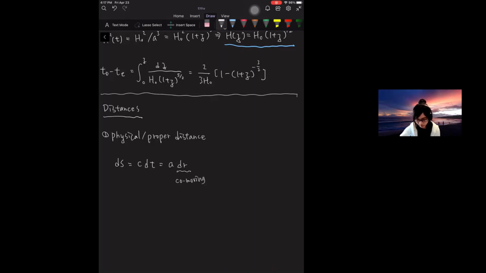Co-moving distance. By saying co-moving distance, it means that the coordinate grid is growing with the cosmic expansion. So the grid is growing larger and larger with the expansion. Yeah, this should be pretty straightforward. Next, I'm going to introduce two more commonly used distances in cosmology. One of them is the luminosity distance.